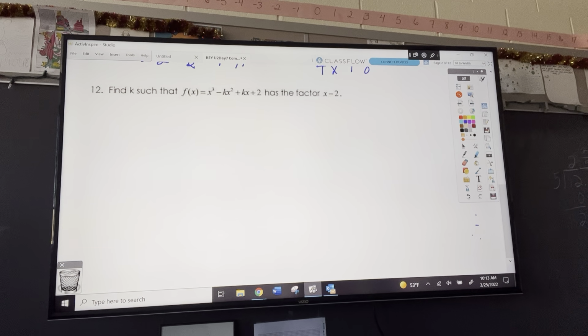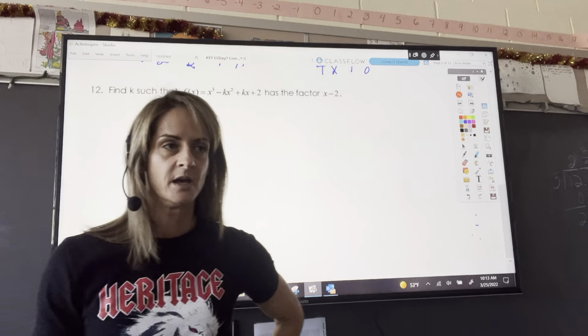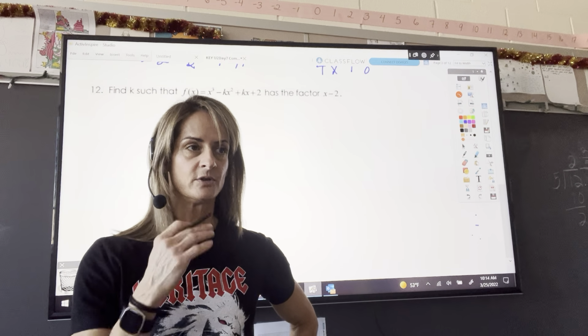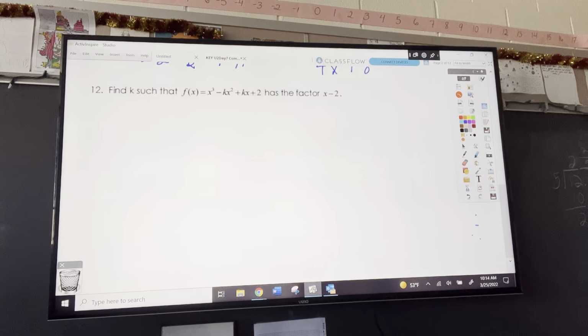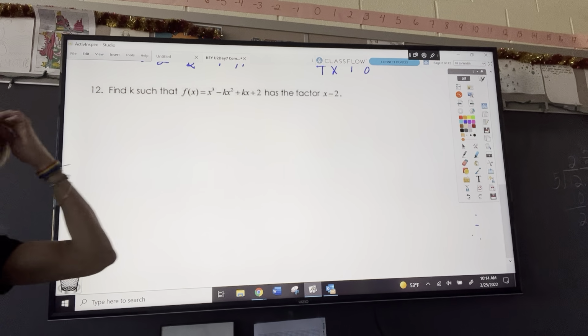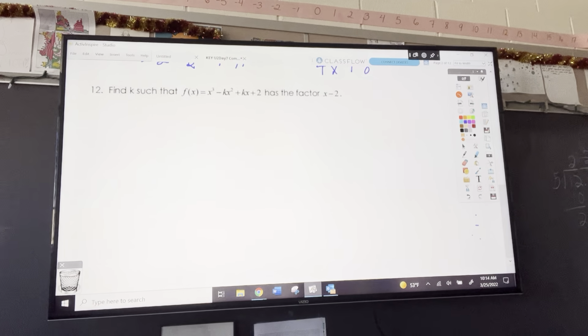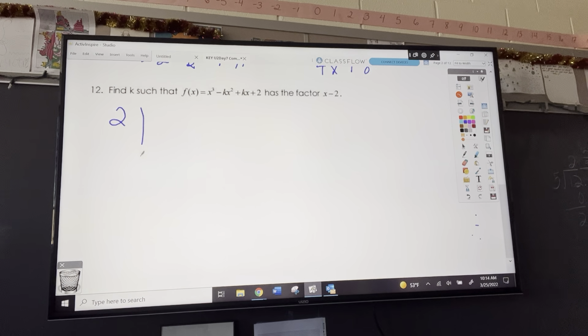Okay. Number 12 asks to find k such that this polynomial has a factor of x minus 2. So we need x minus 2 to go in evenly. We're going to divide it in, and then set the remainder equal to 0, because that's what we need. So we're almost done, America. Since the factor is x minus 2, the 0 is at 2. So 2 goes into all the coefficients: 1, negative k, and 2.